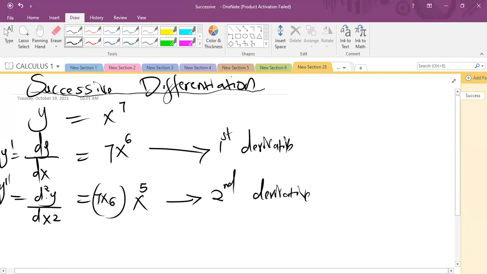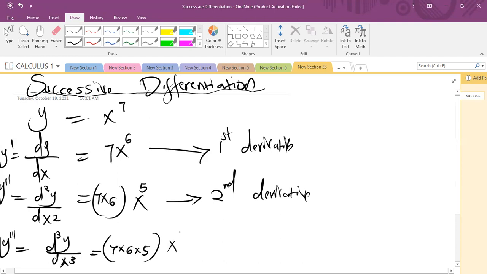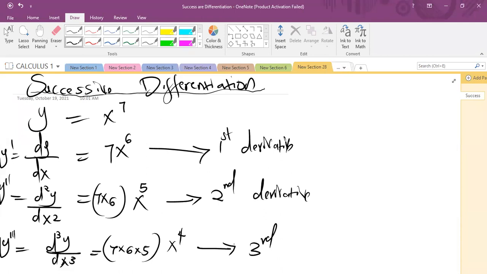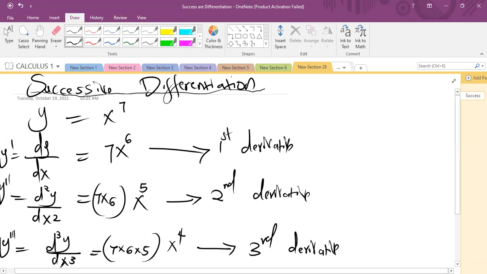If we were to differentiate this second derivative again, we will get a third derivative. So y triple prime, d³y/dx³, is the same as 7 times 6 times 5, and our x is now raised to power 4. This is the third derivative. So basically, guys, if you're being told to get higher derivatives, that's how you go about it.